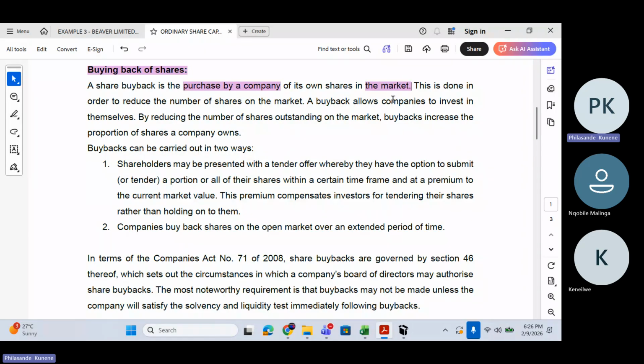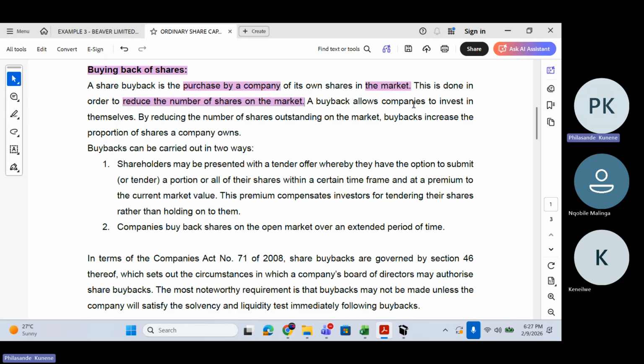That is the reason why most of the time we're buying them at a price higher than what we issued for, because the shareholders want to make a profit. If we issued to them at 50,000, which means they bought those shares from us at 50,000, but now when they're selling them back to us, because they want to make profits, they will sell them at a higher price. That's where retained income is affected. This is done in order to reduce the number of shares on the market. That is the reason why we buy back shares.